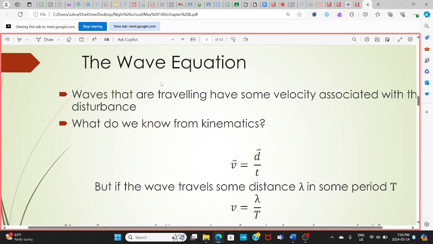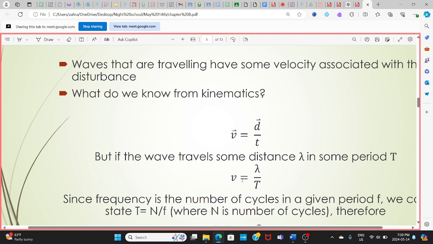So now here is the wave equation. I'm going to explain that. This is really neat. The velocity of the wave is wavelength over period. But really, that makes sense? Don't need to memorize that. Just need to understand where it comes from.